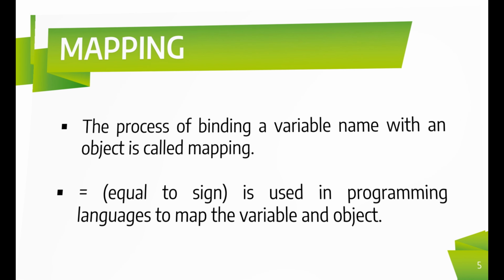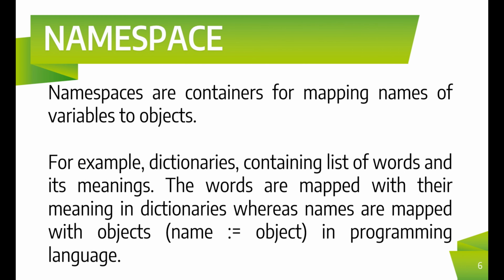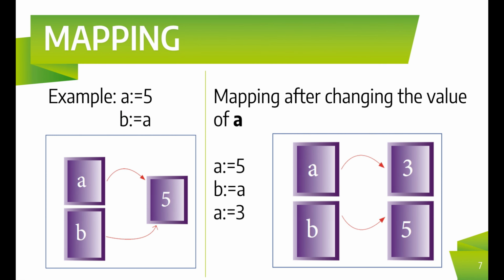Yes. Now, in this mapping, first we will see namespace, right? Namespaces are containers of mapping names of variables to objects. For example, dictionaries contain a list of words and their meanings. The words are mapped with their meaning in dictionaries, whereas names are mapped with objects, name equal to object, right? In programming language.